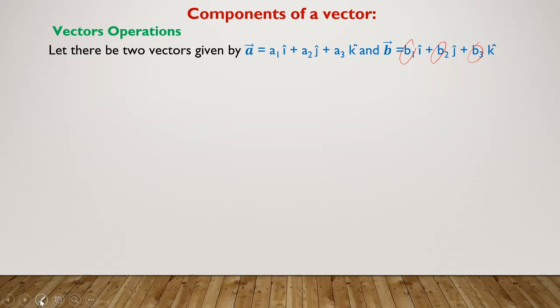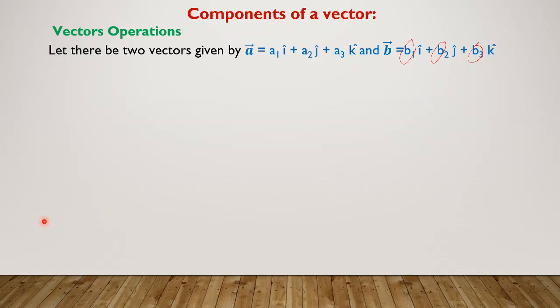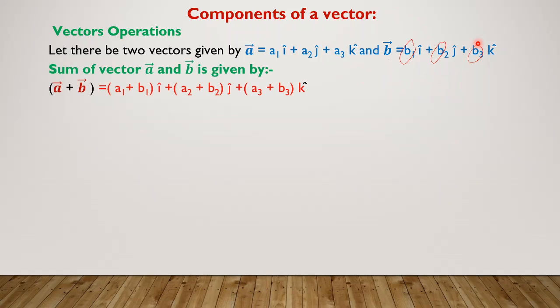Now I want to add both these vectors. How to add them? Simple, dear students. When you want to add two vectors, just add the corresponding elements: the coefficient of i of vector A and the coefficient of i of vector B. So A1 plus B1, A2 plus B2, A3 plus B3. This we call the addition of two vectors, just adding the corresponding elements.